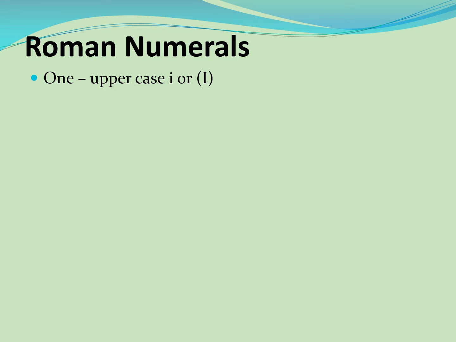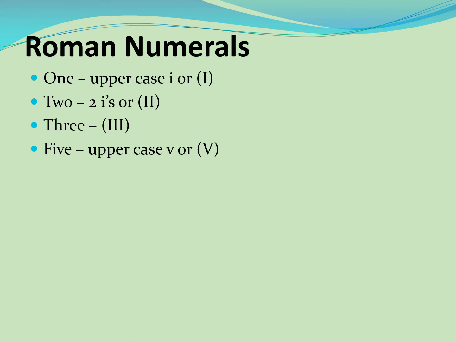The Roman numeral for 1 is just an uppercase I, and that's always going to be enclosed in parentheses. 2 is going to be 2 I's, uppercase. 3, 3 I's. When we get to 5, use an uppercase V to identify 5. And then 4 is going to be an IV. So it's kind of like 5 minus 1 to give you 4. So the I comes first, and then it's 5 less the 1.